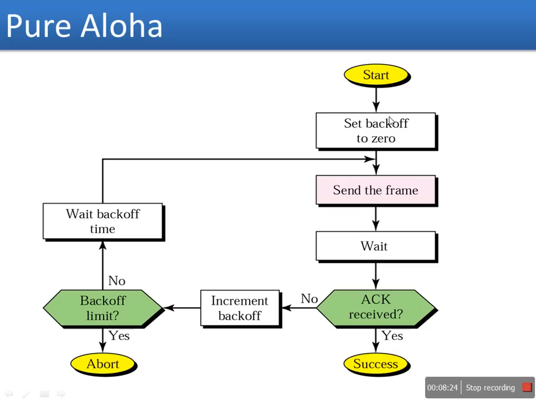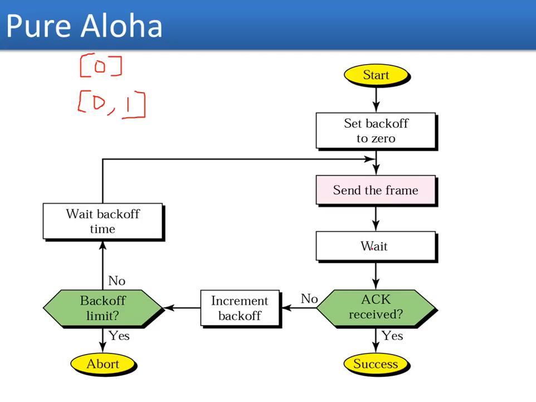From here it will start with backoff set to 0. So what is backoff? It actually is a set. Let's say initially that set has only two values, 0 and 1. Before this, the backoff is 0, a set without any value. There is no value initially, or you can consider it 0. So it will send the frame. Once that frame is sent, it will wait. Why does it have to wait?